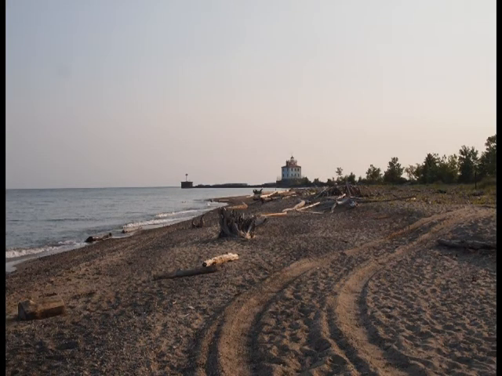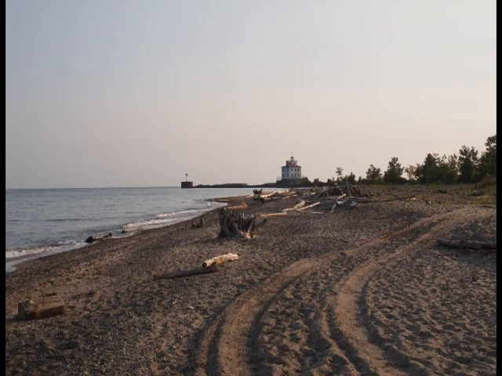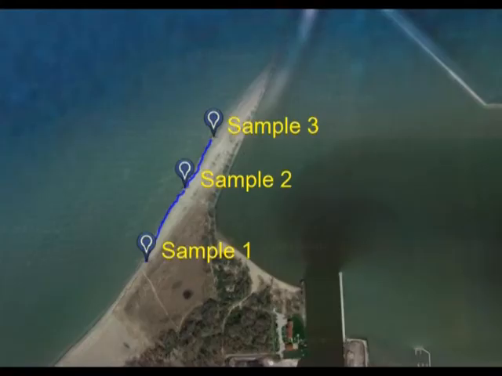Our protocol is to throw a ball to choose a random location to create a 5-foot wide aisle that goes from the high water mark to the current water line, and that will be the area where we look for plastic. We'll do that in 3 locations roughly equally spaced along the beach. The 3 locations were marked using GPS, and here they are shown overlaid onto an aerial photo.